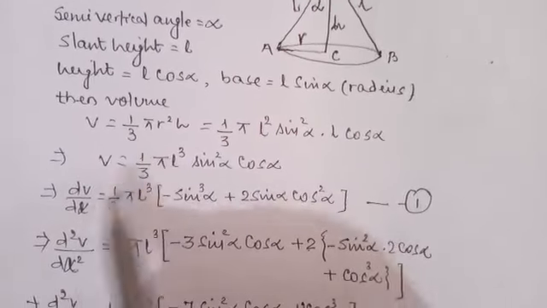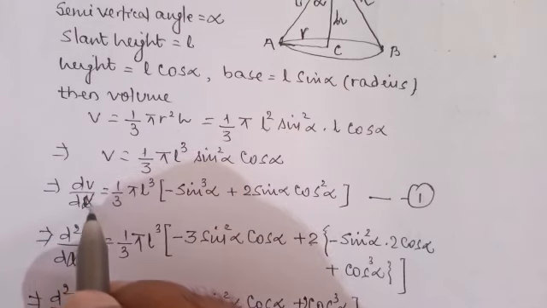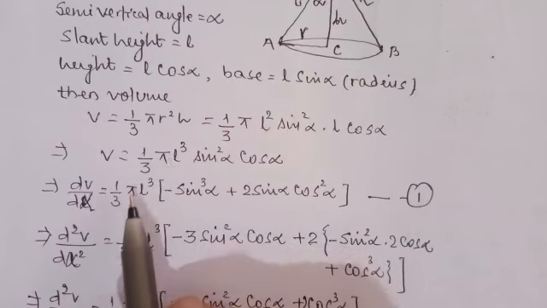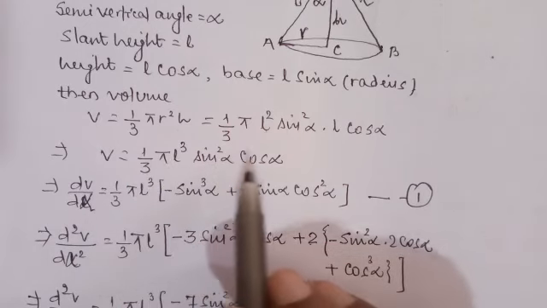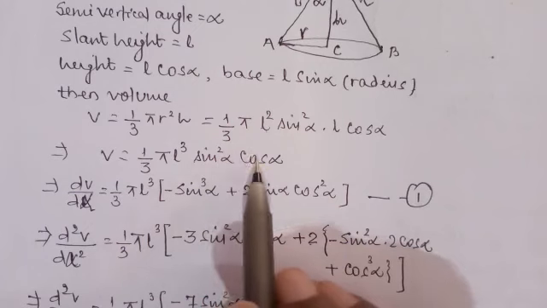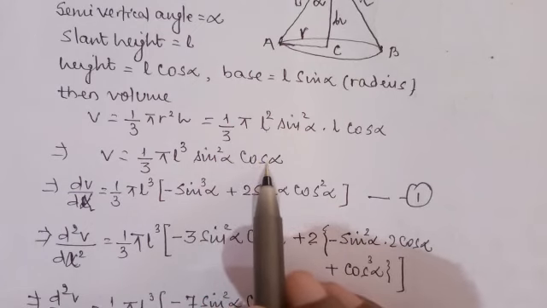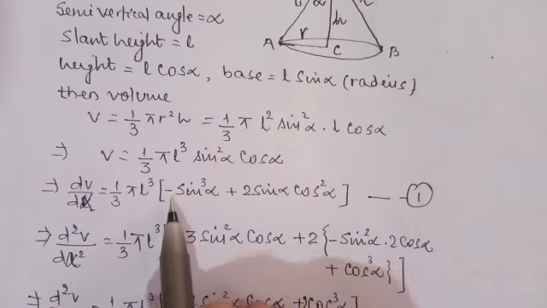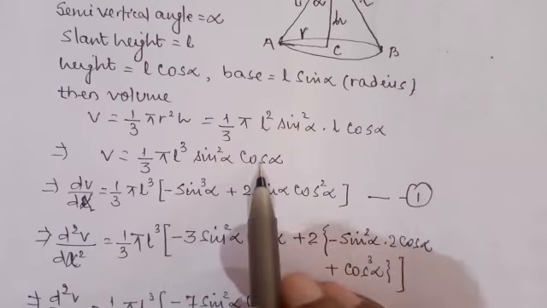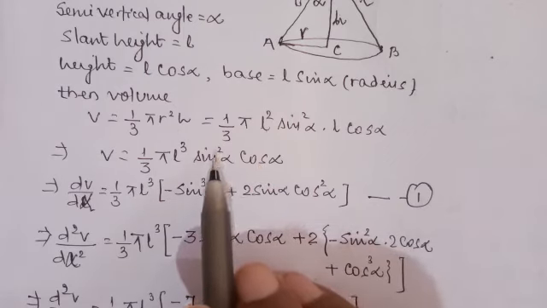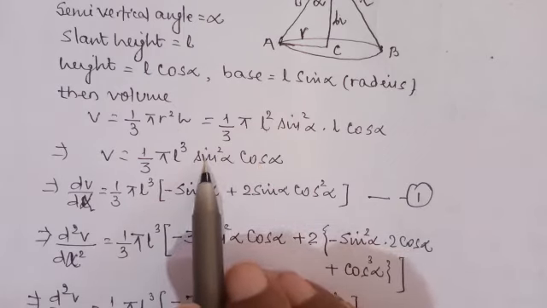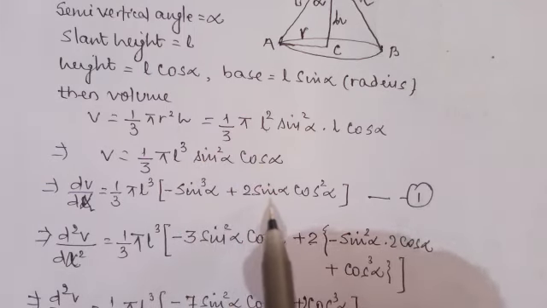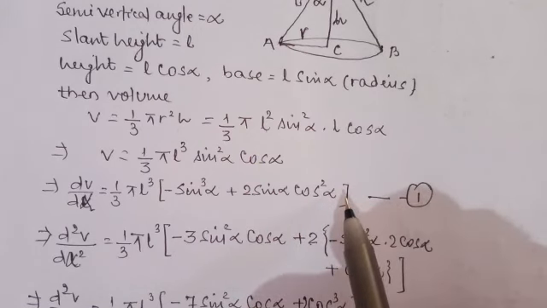Then dV by d alpha should be, as 1 by 3 pi L cube is constant, so apply the U into V method: U into differentiation of V, that is minus sin alpha. So minus sin alpha into sin square alpha should be minus sin cube alpha, and V into differentiation of U, that is 2 sin alpha, and differentiation of sin alpha is cos alpha, into cos alpha it is 2 sin alpha into cos square alpha.